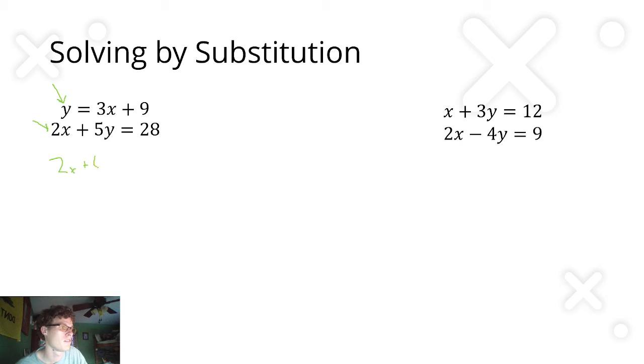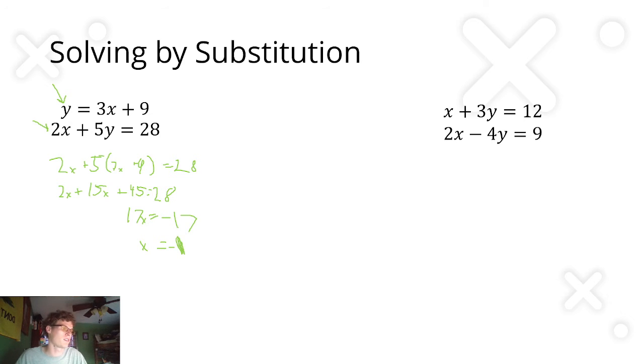So 2x plus 5 times the quantity 3x plus 9 equals 28. All right? So that means 2x plus 15x plus 45, getting through this, equals 28. Which means 17x equals 28 minus 45. I actually am surprised I'm getting a calculator out for that. 28 minus 45 equals negative 17. So, once we know that, x equals negative 1.